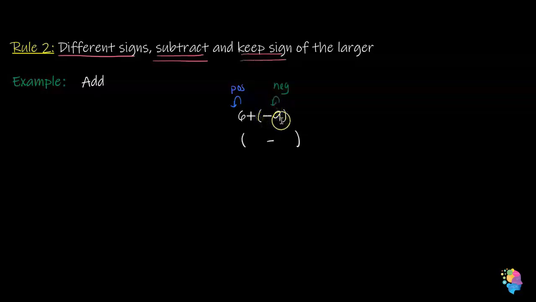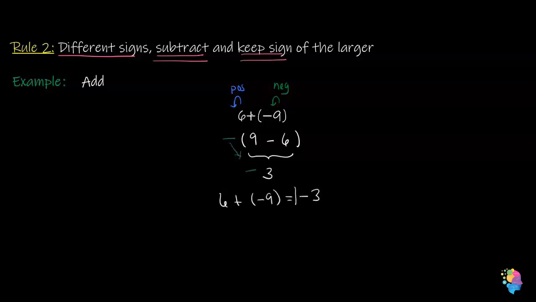In this case, I have more negatives than I had positives, then the sign I'm going to keep will be negative. We have to be very careful when we subtract. When we subtract these numbers, we're going to subtract the largest minus the smallest. Then 9 minus 6 will give us 3, and then we cannot forget to bring down the sign. Then 6 plus negative 9 is equal to negative 3.